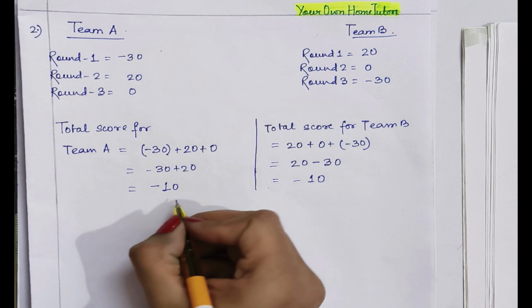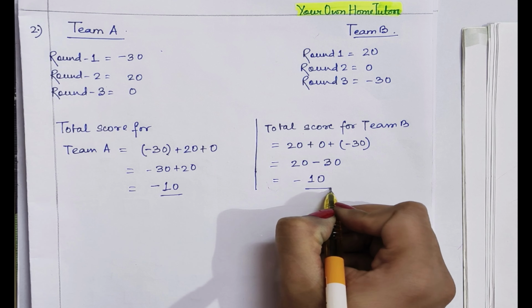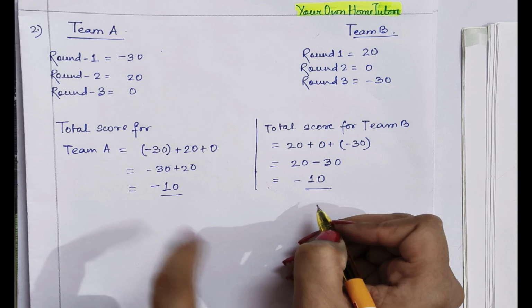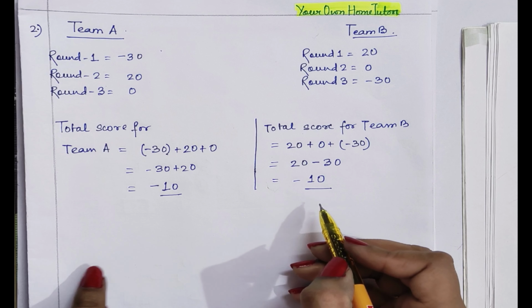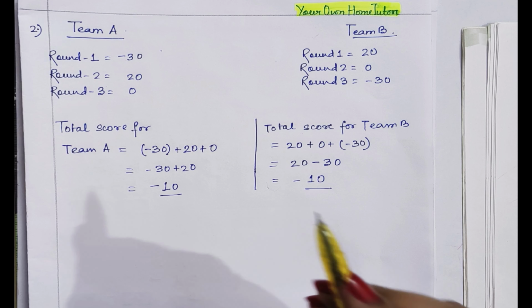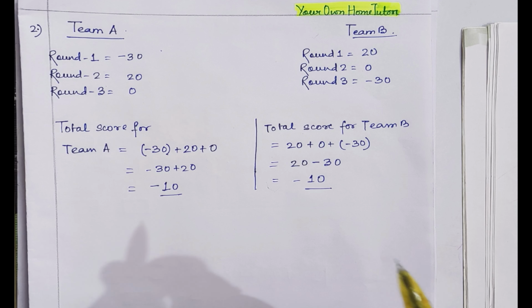So here we see that in both the teams, the scores at the end were equal. So the quiz competition was a draw, or both of the teams have the same score. So there is no winner. Now, the second part of this question says, can we say that we can add integers in any order?